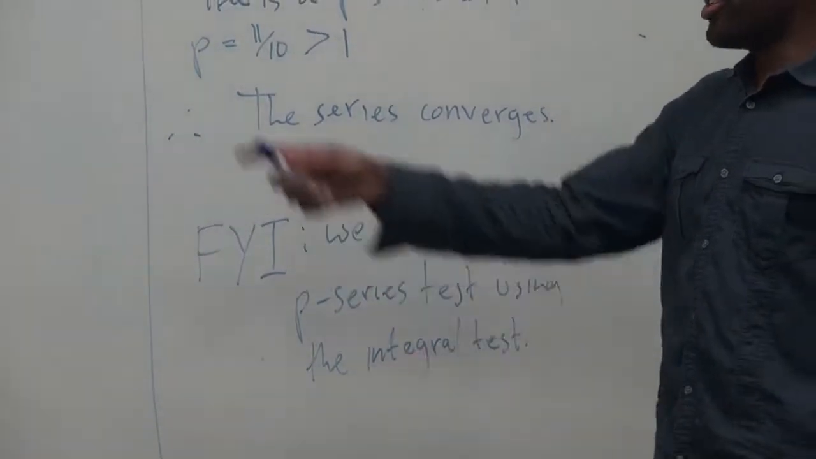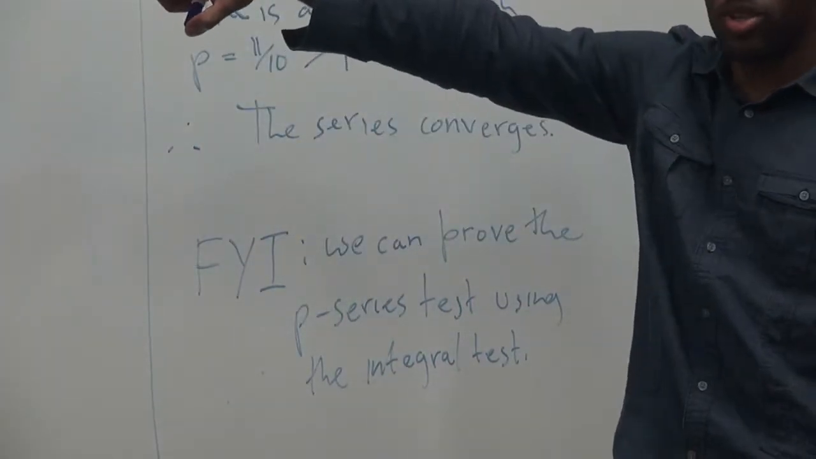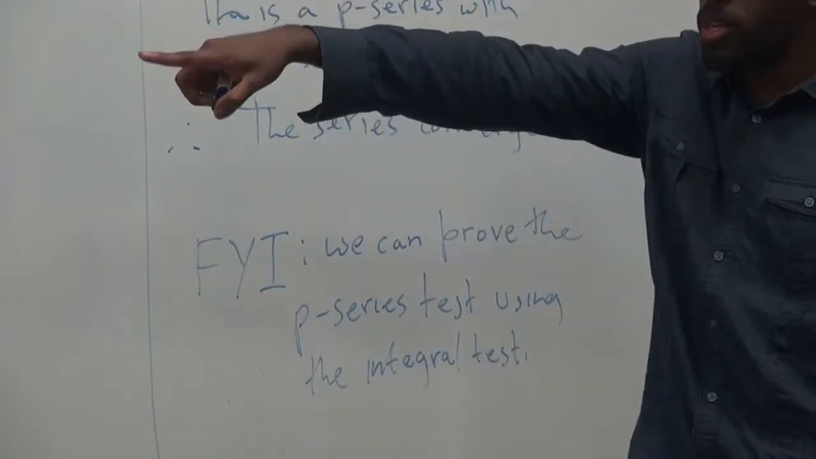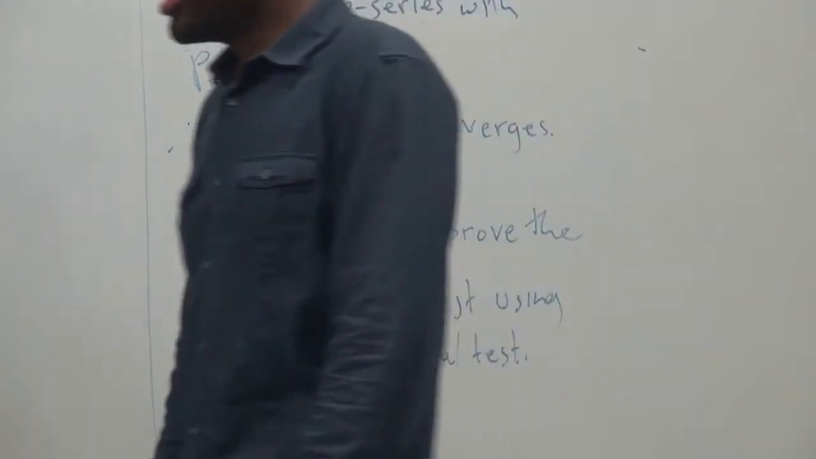So in general, you can actually prove the P series test using the integral test. You'd realize that if you take the improper integral from 1 to infinity of that function, it will converge if P is greater than 1, and diverge if P is less than 1. And you can try it yourself.